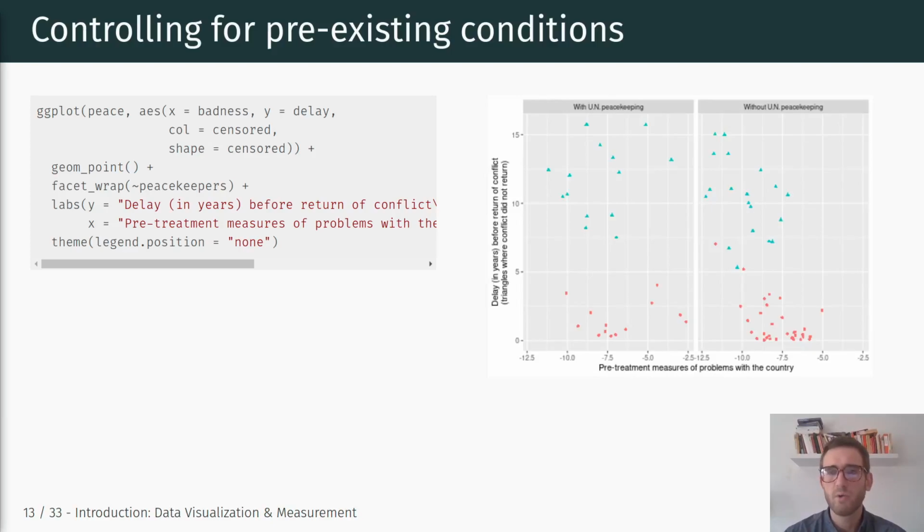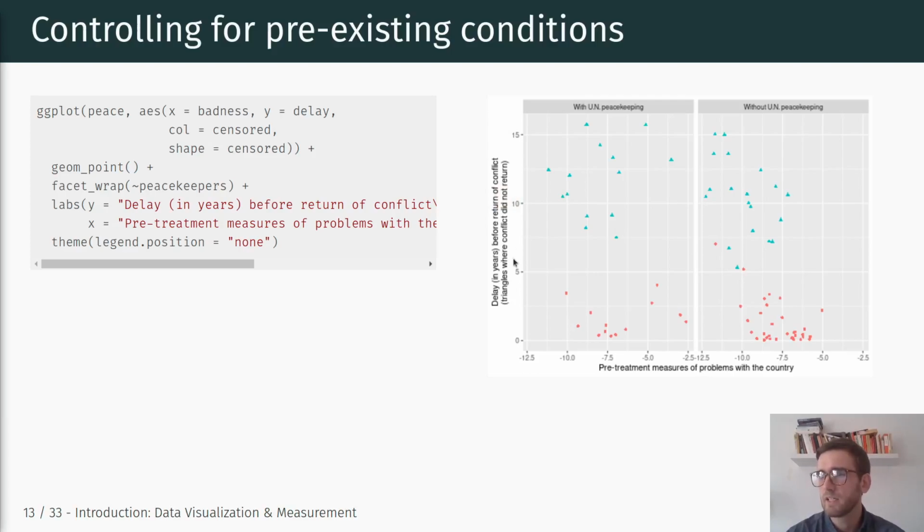This is figure 1.4 in the book. We see here on the left panel conflicts with UN peacekeeping. On the right, we see conflicts without UN peacekeeping. On the x-axis, we have this pre-treatment measure of problems with the country. So this is this badness score, which you could think about as a kind of pre-treatment likelihood of return to civil war. And on the y-axis, we have the delay in years before return of conflict.